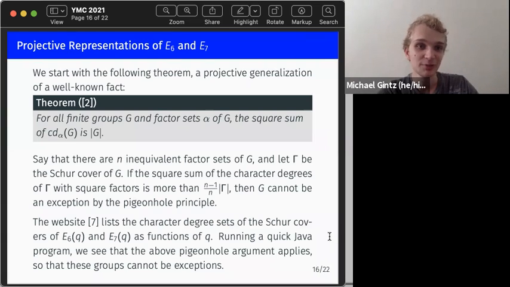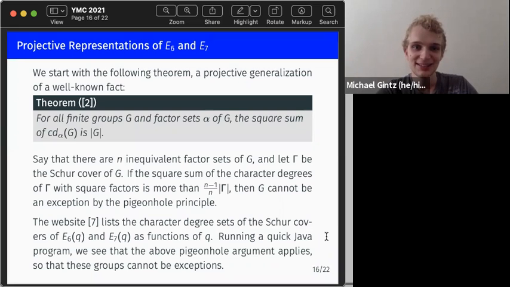And the reason we have the groups E6 and E7 is, one, they have non-trivial factor sets, and two, we actually have a website which lists the character degree sets of these Schur covers as functions of q. And we can run a quick Java program on this to show that these square sums of these character degrees are always going to be more than (n-1)/n times the order of these Schur covers. And this means that these groups cannot be exceptions.